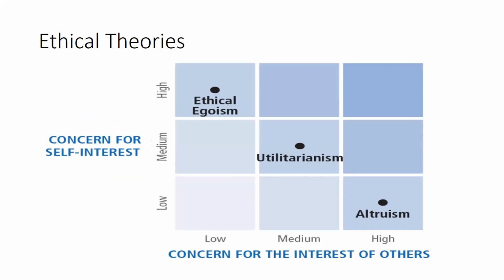If we're looking at a 3x3 here, we've got concern for interest of others on the X, and concern for self-interest on the Y. If you look at utilitarian way out here, somebody who has a high concern for others and a very low concern for self-interest, kind of the Mother Teresa of the world. Utilitarian kind of fits right in the middle. You've got a middle concern for others, but you also do for yourself as well. And then ethical egoism is way up here, where you really have a low concern for others and a very high concern for your own self-interest.